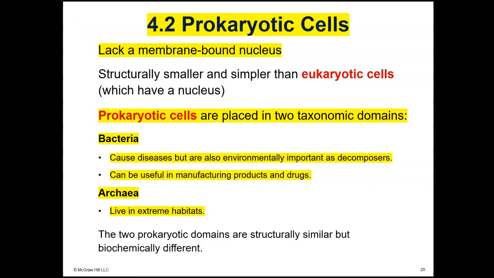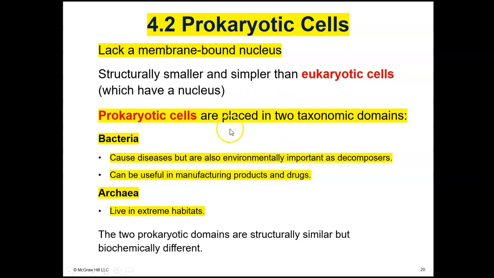Now, moving on to section 2, we're going to briefly cover prokaryotic cells. Remember that prokaryotic cells lack a membrane-bound nucleus. So the basic difference between prokaryotes and eukaryotes is that prokaryotic cells don't have a nucleus and eukaryotic cells do. Prokaryotic cells are also much smaller than eukaryotic cells.